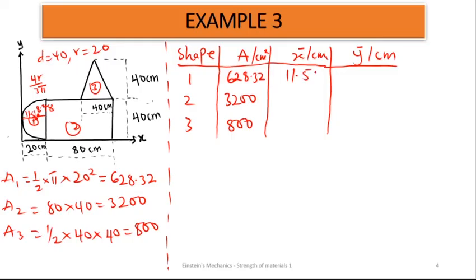Okay, so now we locate it for the rectangle. We know that this is 80, so definitely the center will be at somewhere 40. But before you get to this 40 from this side, there's a distance 20 from the axis, so that is going to be 60.